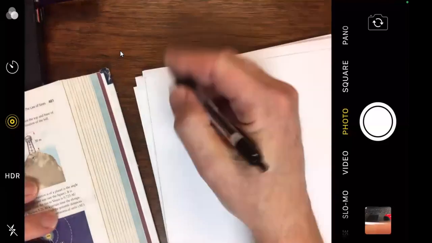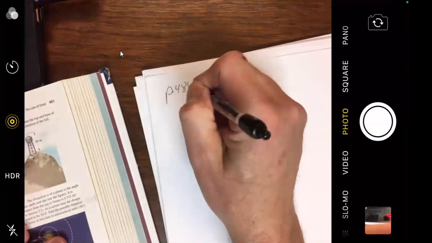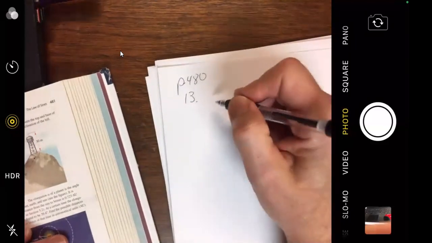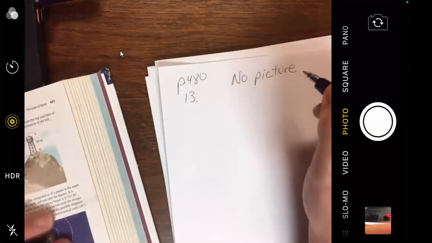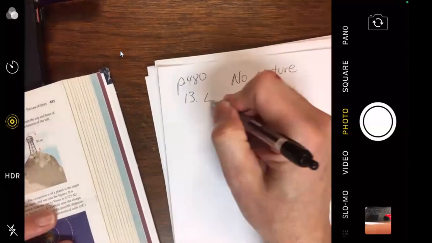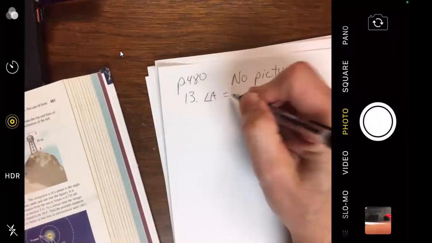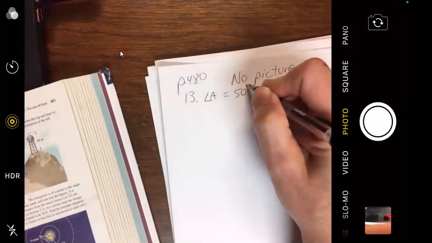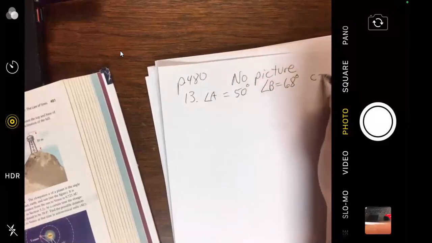Page 480, number 13. No picture. I'll tell you angle A, 50 degrees. Angle B, 68 degrees. And little c is 230.